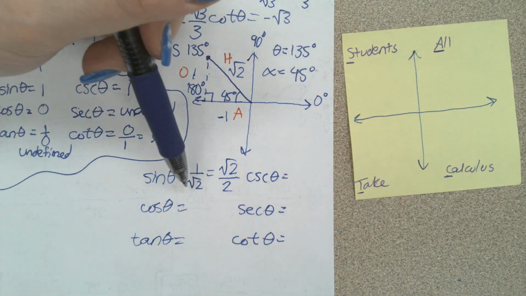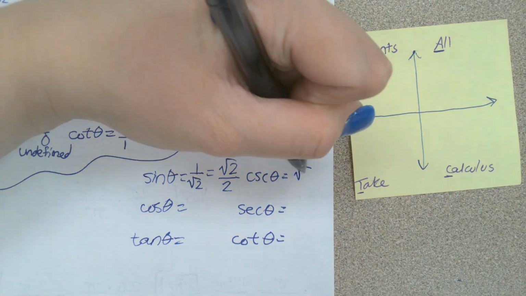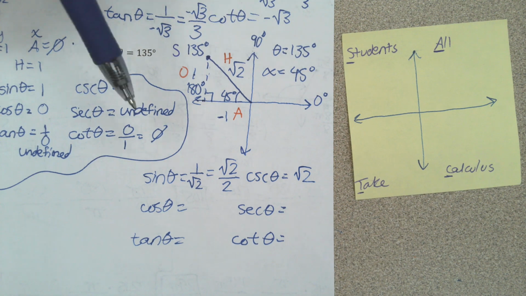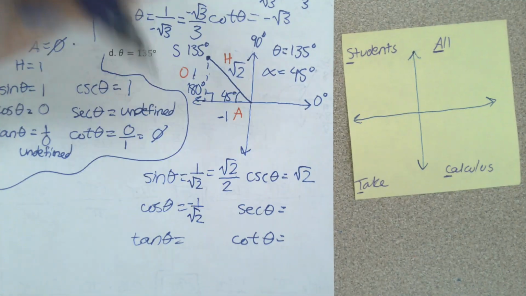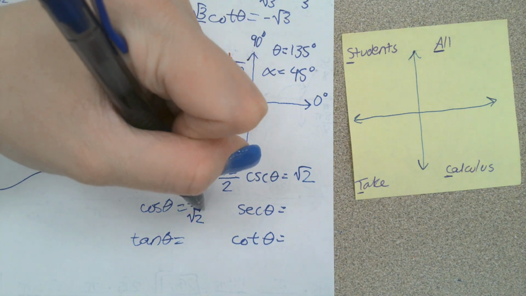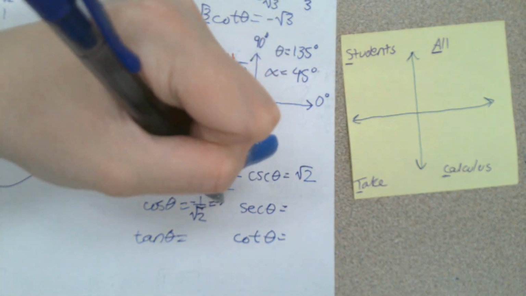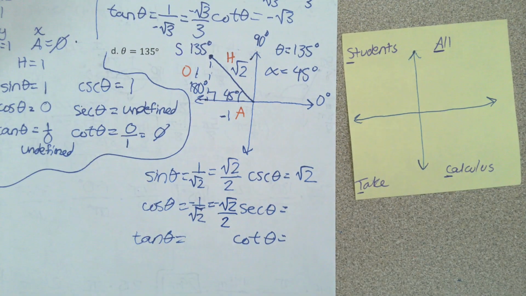If I find cosecant and flip the original fraction, I'm just left with rad 2. Cosine, A over H, that's negative 1 over rad 2. Very close to what the sine is, just negative. So I'm going to write negative rad 2 over 2.